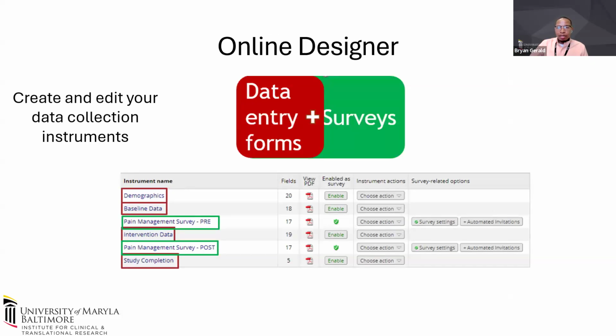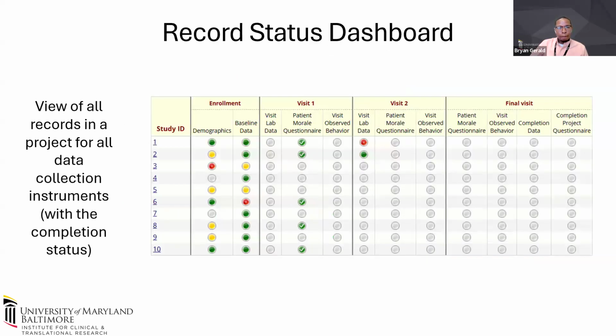So next we have the online designer. This is the spot where we actually build and create our forms and surveys, also called the data collection instruments. And you can have both data entry forms and surveys within one project. So if you look here on the online designer, these forms on the left with the red outlines represent our data entry forms, while the forms with the green outlines represent our surveys, thus proving we can have both data entry forms and surveys in the same project. So you don't need to pick or choose in that category.